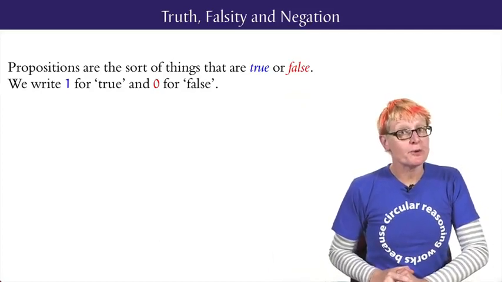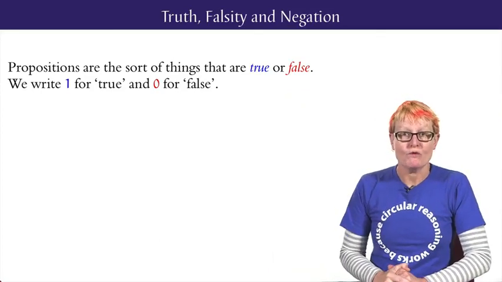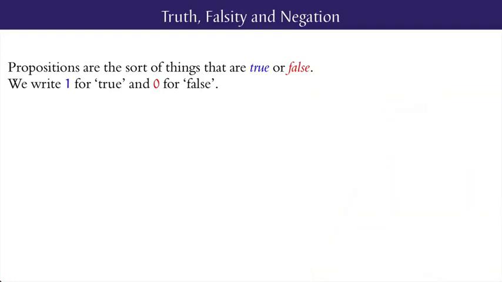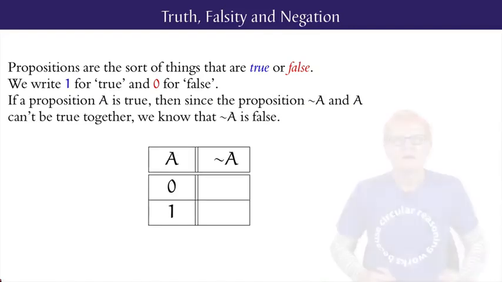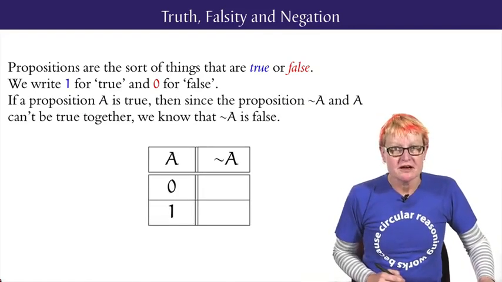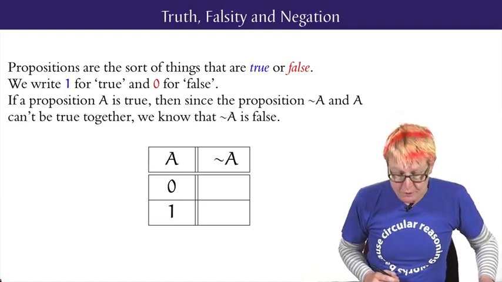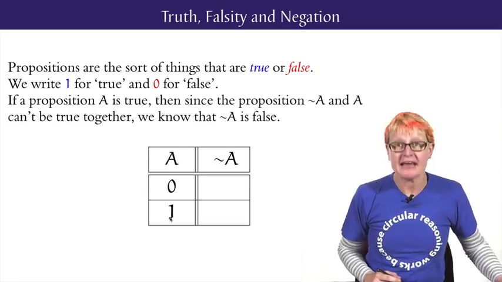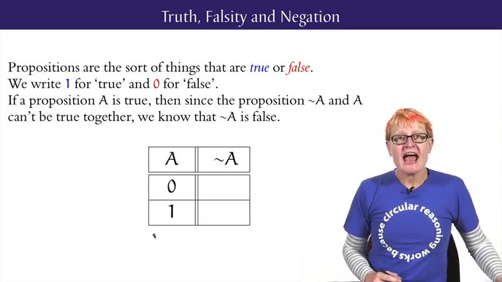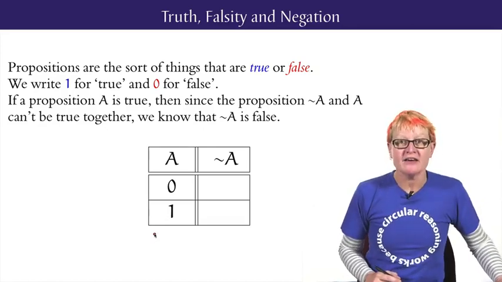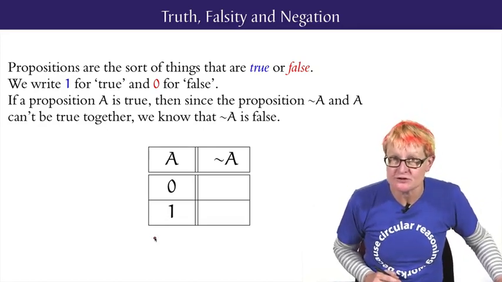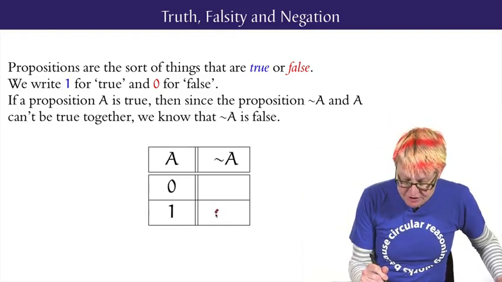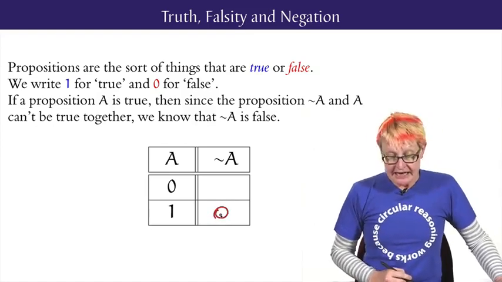To begin with, recall that propositions are the sort of things that are true or false. By convention, we're using the symbol 1 to denote true and the symbol 0 to denote false. To see how this works for negation, suppose that a proposition A is true. In the table, this is denoted by a 1 in the column under A. Then, since we cannot have both A and not A true at the same time, at least not in classical two-valued binary logic, then it must be the case that not A is false. So we write a 0 in the bottom row.